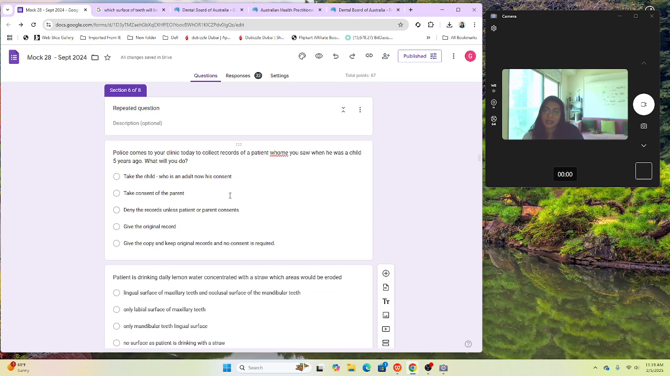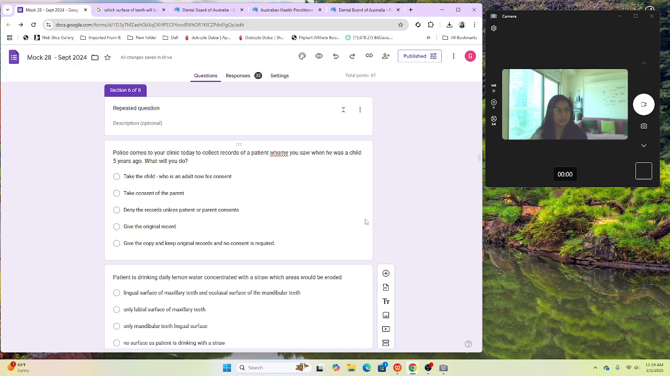Next question. This particular question I'm sure I've included already in one of my previous mocks. I mean, it's mock 28 now, with so many mocks and past paper questions we have now. But still, many candidates felt as if they have not seen this question before, so I am again solving it. Police comes to your clinic today to collect records of a patient whom you saw when he was a child 5 years ago.